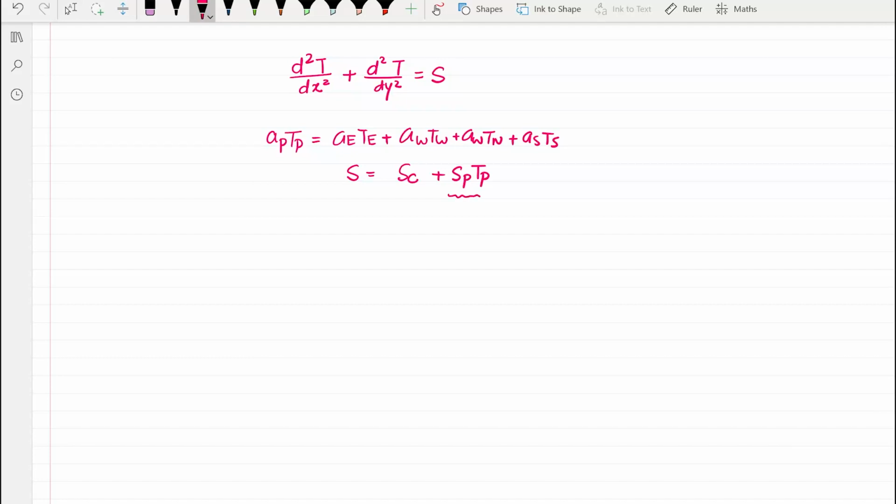The original source term, it could be anything. It could be dependent on the variable itself. It could be dependent on some properties, or it could be a constant as well. But the situation becomes a little bit more tricky when, let us say, the source term is dependent on the variable itself. So that is why we introduce this particular term, that is SP times TP.